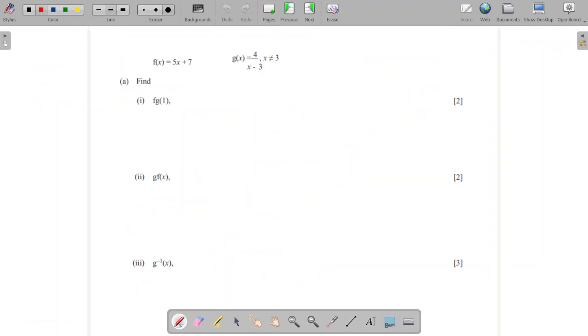Okay, to the other problem now. This is related to the functions topics. Here we have f(x) function as 5x plus 7 and g(x) here is equal to 4 over x minus 3, where x shouldn't be equal to 3 to prevent having an infinite or impossible function. The first thing he wanted you to figure out is the function fg(1) that you see here.